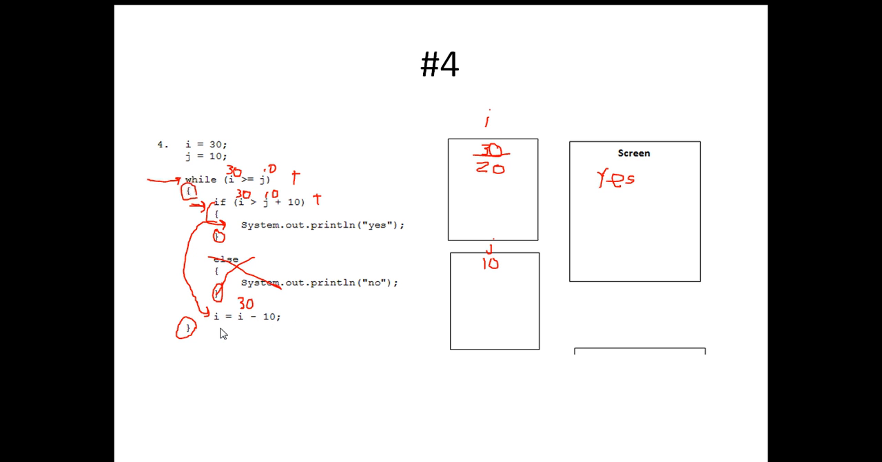Okay, the next line down is the ending brace for the while loop. So this ending brace always says return to while. Okay, so that's what we're going to do right now. We're going to go and we're going to return to while.